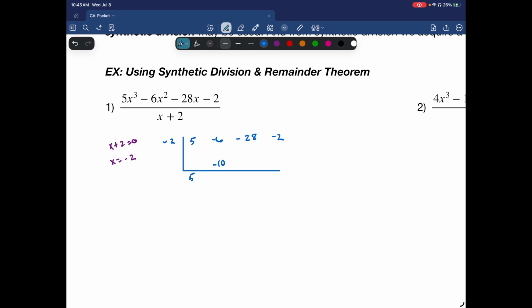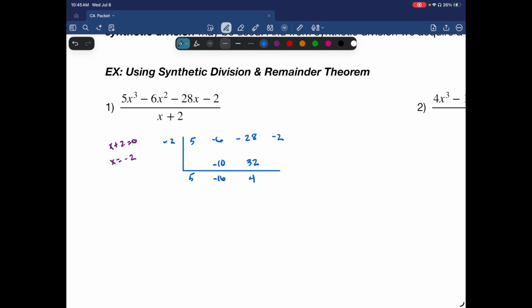And remember, when you add, if the signs are the same, you add and keep the sign. If the signs are different, you subtract and take the sign of the larger. Okay, so you got negative 6 and negative 10. The signs are the same, so I add and keep the sign. So it's going to be negative 16. And then I start the process again. Negative 16 times negative 2 is going to be positive 32. Add, my signs are different, so I'm going to subtract, take the sign of the larger, so it's going to be positive 4.